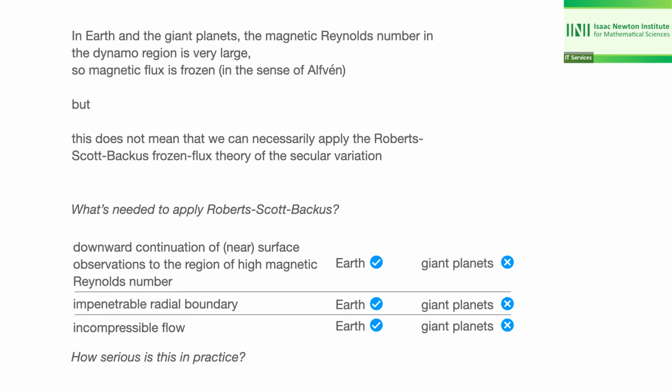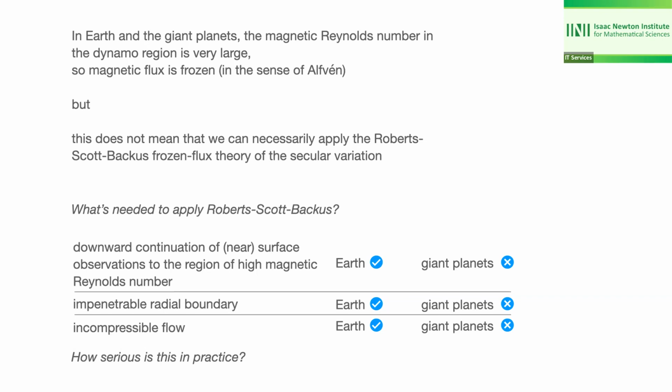We need an impenetrable radial boundary. The Robertson-Scott theory is based on the radial component of the flow vanishing, which simplifies the radial component of the magnetic induction equation. That we have for the Earth. We don't have that for the giant planets. Incompressible flow, again, simplifies matters. We have that for the Earth. We don't have that necessarily for the giant planets.